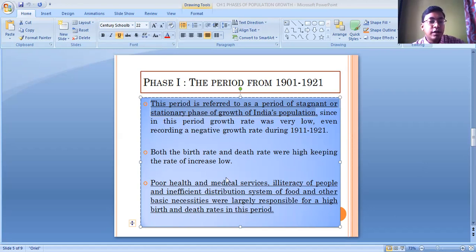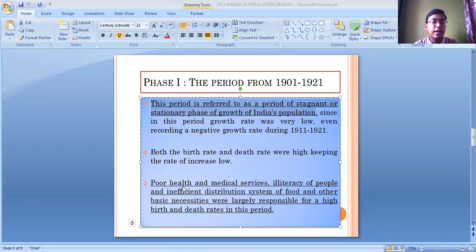So in this time period, 1901 to 1921, there was poor health and medical services. The health facilities of our country were not developed in this time period. The people were mostly illiterate, and there was an insufficient distribution system of food. Means there was not equal distribution of food among all the groups of people, and not only food, but even the other basic necessities were not available to the people. These were mainly responsible for a high birth rate and a high death rate during this period.